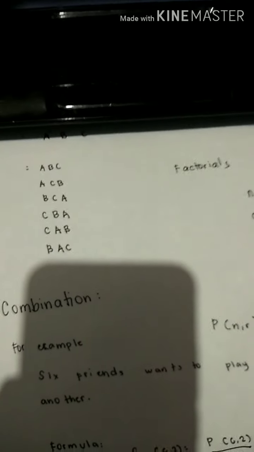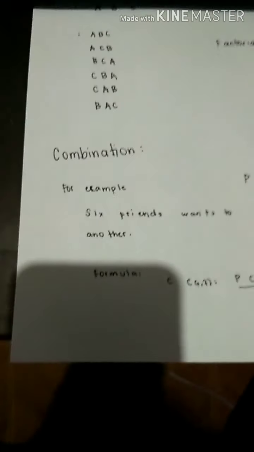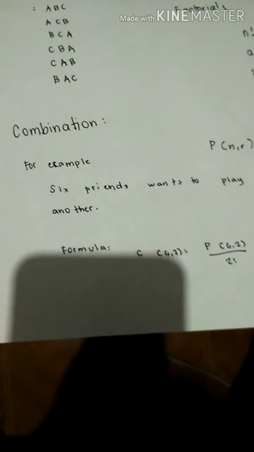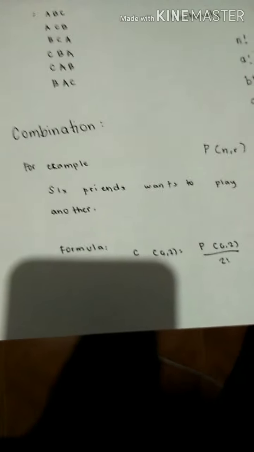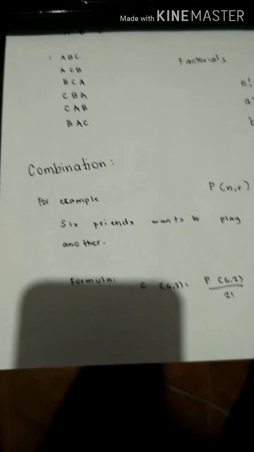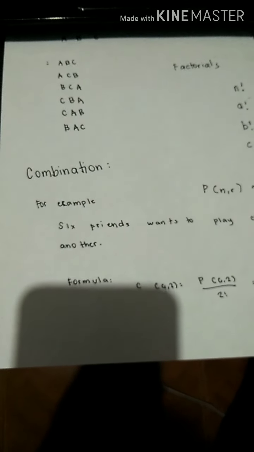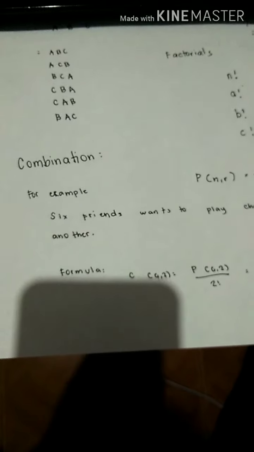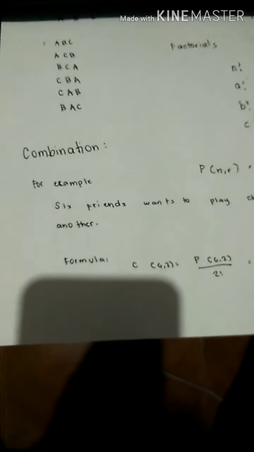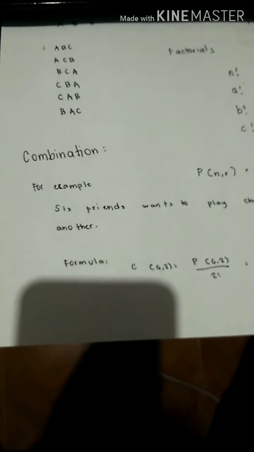Next is combination. Combination is a selection of items from a collection, such that, unlike permutations, the order of selection does not matter. A combination is a mathematical technique that determines the number of possible arrangements in a collection of items where the order of the selection does not matter. In combinations, you can select the items in any order.